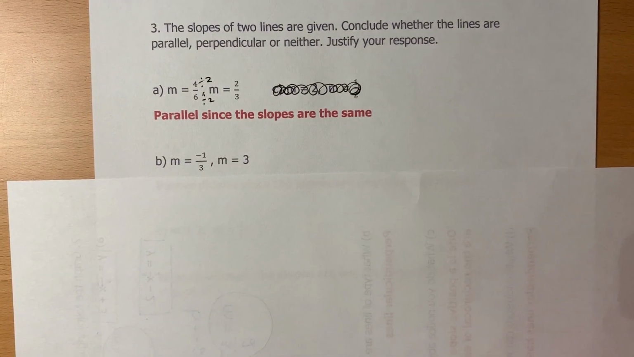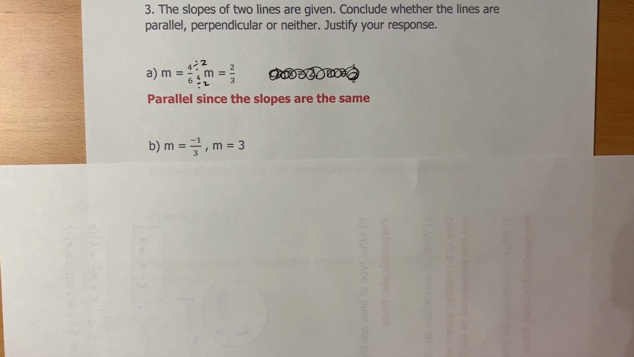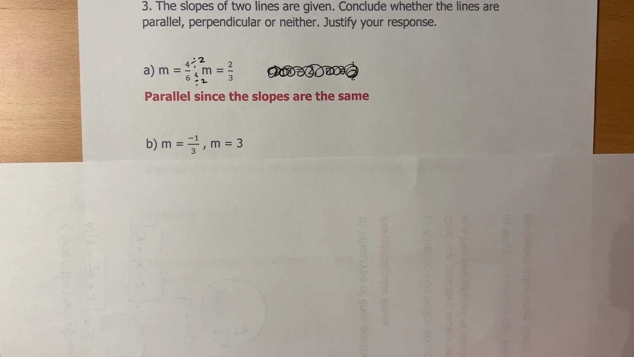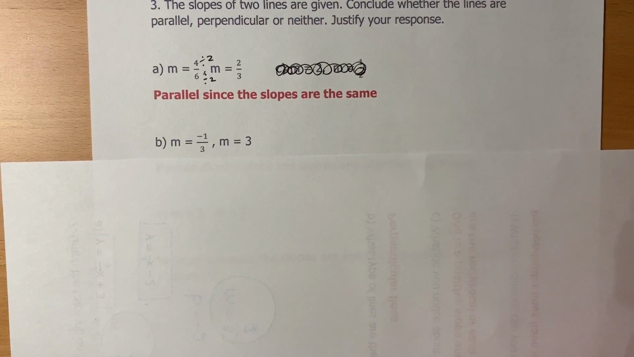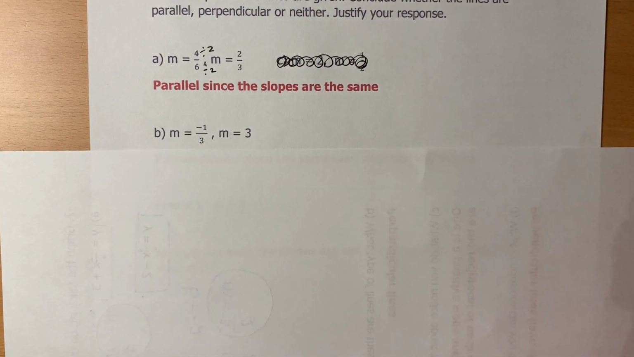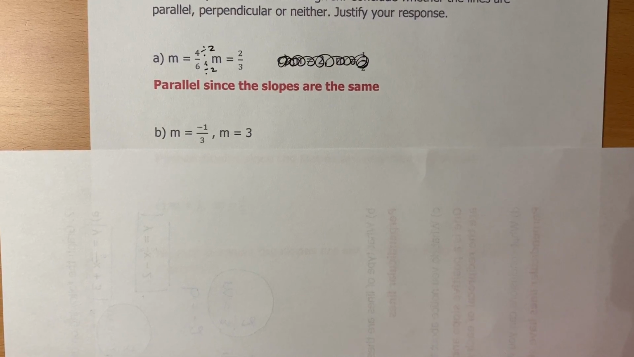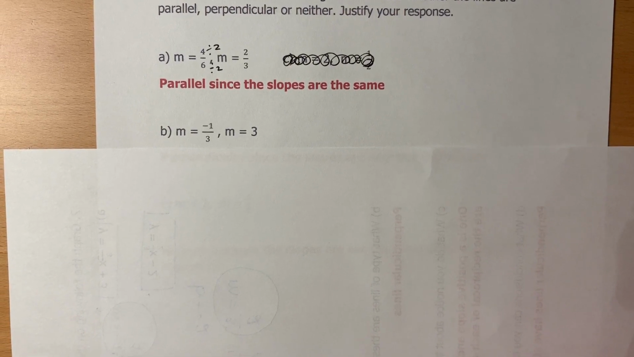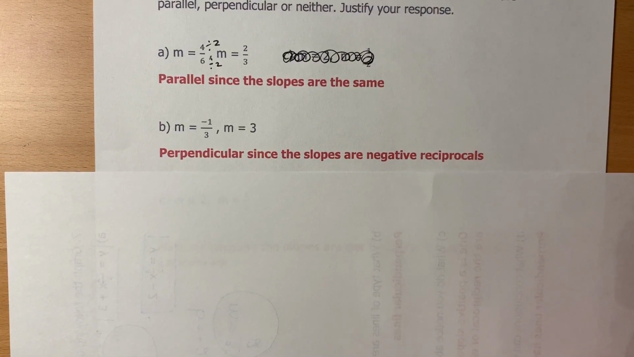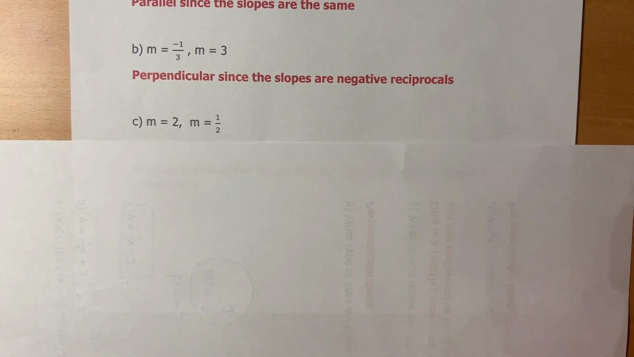Negative 1 over 3 and 3. So they're not parallel because they're not the same, but are they perpendicular? So you should be looking, is one positive, one negative? Yes. If I take 1 over 3 and I flip it to the reciprocal, do I get 3? Yes, because 3 is the same as 3 over 1. So this is perpendicular since the slopes are negative reciprocals. Let's look at another one.